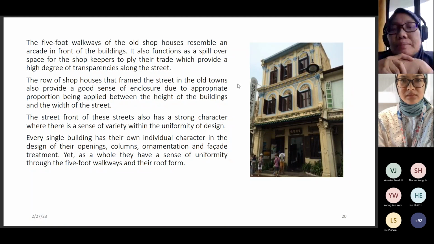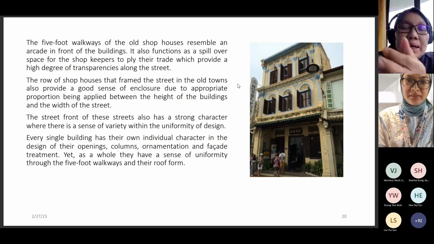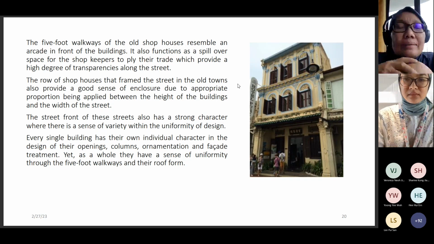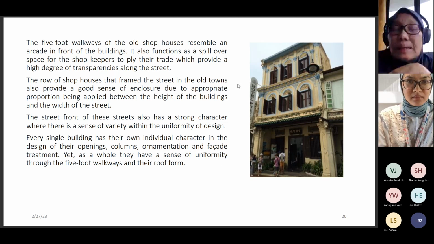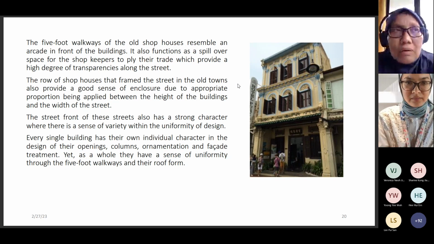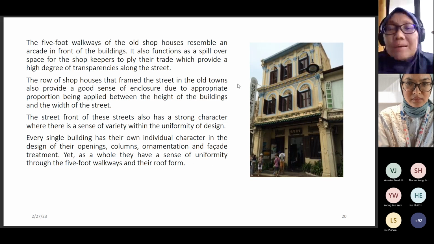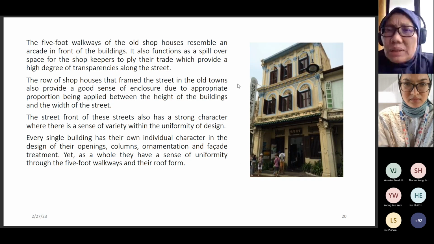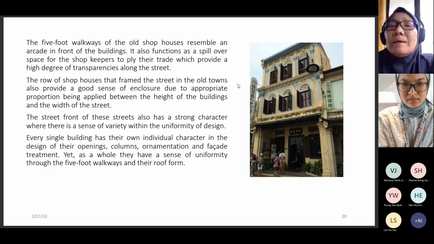Okay, another aspect of the shophouse, which I mentioned just now, apart from the intermingling between the pedestrian access and the activities inside the building. Like I said, there is a strong sense of variety within the uniformity of the design of the old shophouses that gives the townscape a unique character. The windows and openings are not just designed to function as openings, but are also part of giving identity to the building.